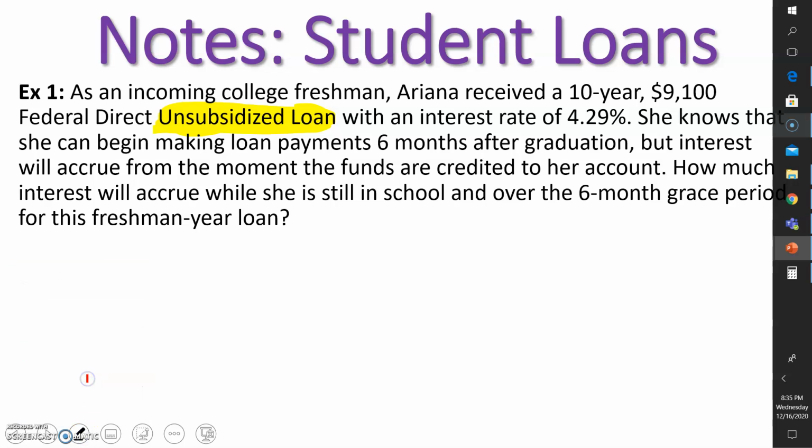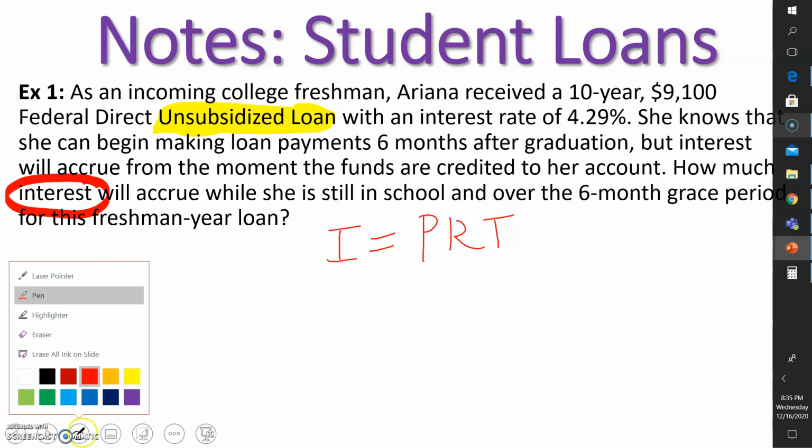All right. So the question we're trying to answer is how much interest. Now, this is simple interest because we don't see anything about compounding or anything of that sort. So we're going to be using our simple interest formula. I equals PRT, where P is the principal, R is the rate, and T is the time in years.